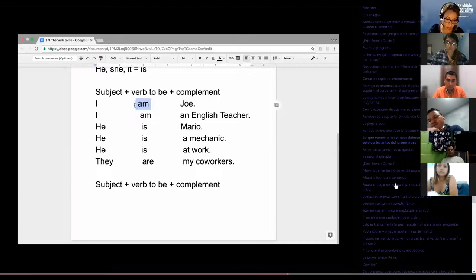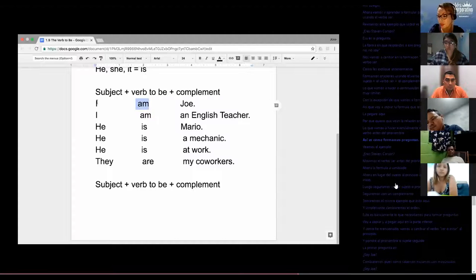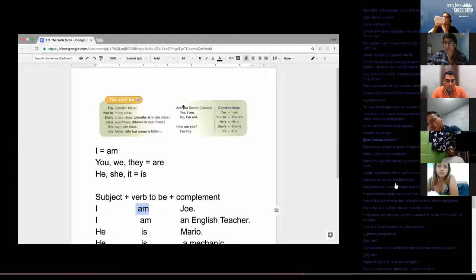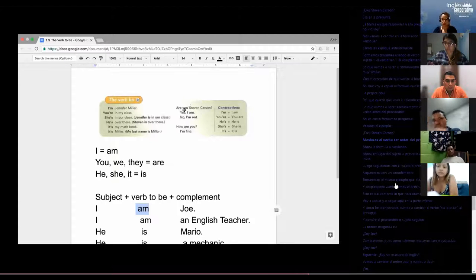What we're going to do essentially is move this verb to be before the pronoun. Okay, so we're going to move this verb to be before the pronoun, and that's how you form questions. So look at the example. Are you Steven Carson? We move the verb to be before the pronoun you.